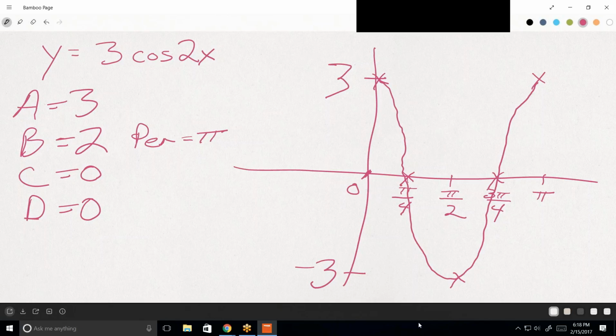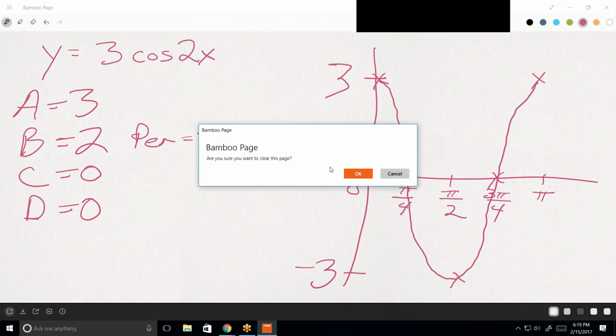But the only difference between this and the previous one is the period. This was all between 0 and pi. The previous one went from 0 to 2 pi because it didn't have a coefficient in front of the x. In other words, if you have a b that's not 1, then it changes your period. Okay? What else?